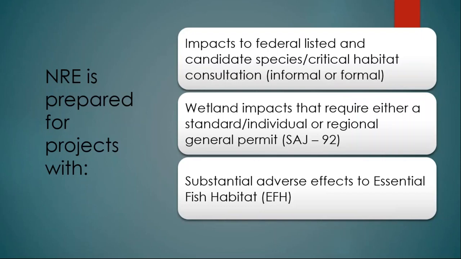where there are impacts to federally listed species and candidate or critical habitat, where consultation is going to be required. It is also going to be prepared where you have impacts to wetlands that require either a standard or individual federal permit or a regional general permit, and the one that we use most often is SAJ-92. I'll talk about that in the permitting section. And then it is also prepared for those projects where we will have substantial adverse effects to essential fish habitat.